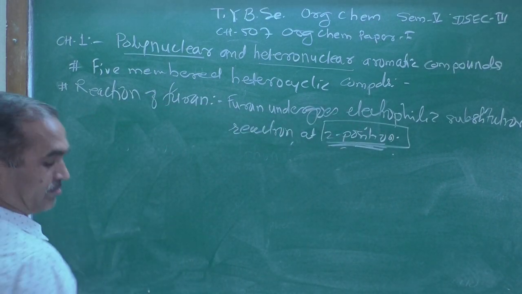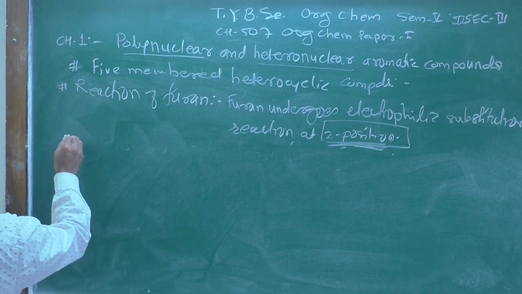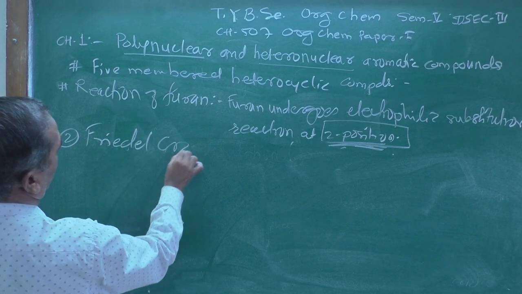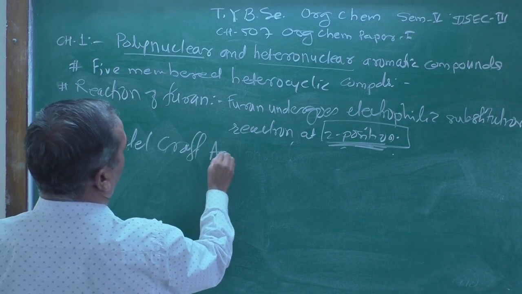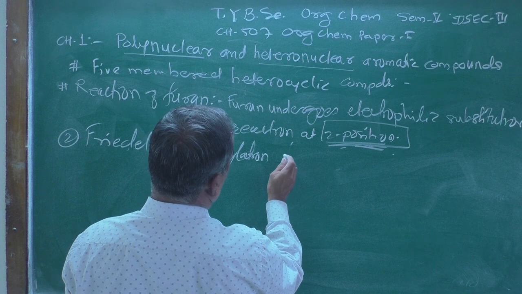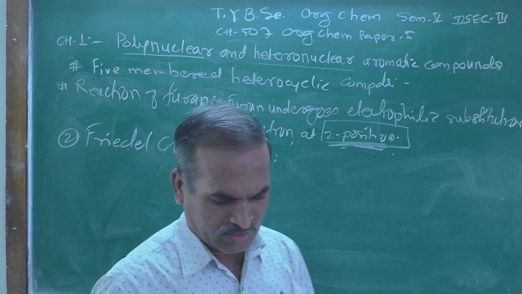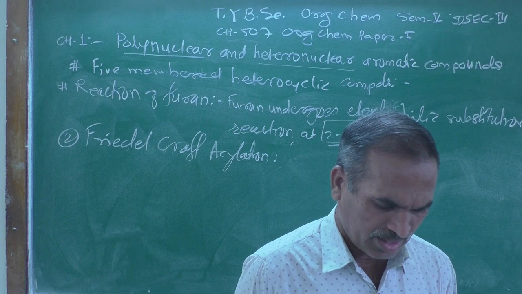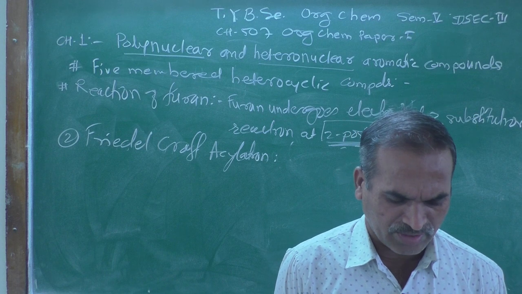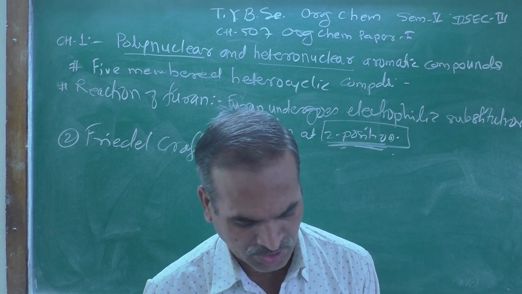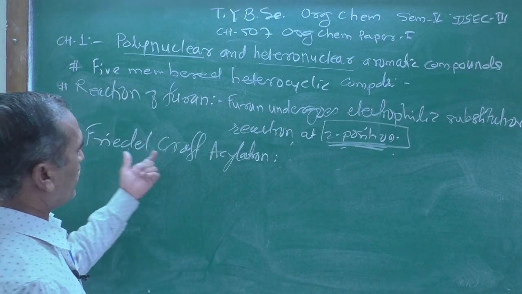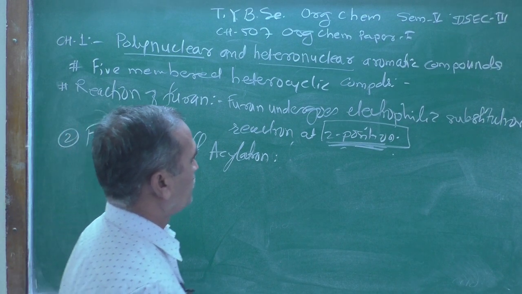Friedel-Crafts acylation reaction. Furan reacts with acetyl chloride in presence of AlCl3 as a catalyst, gives 2-acetyl furan. See, very simple reaction.